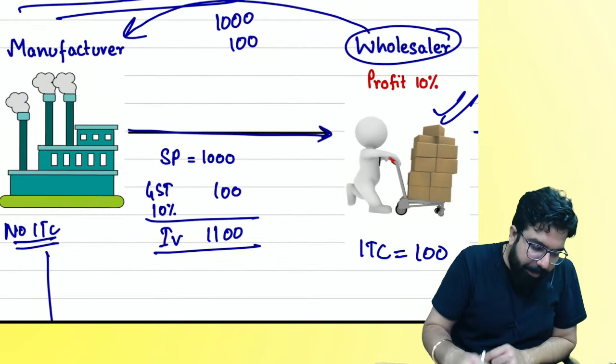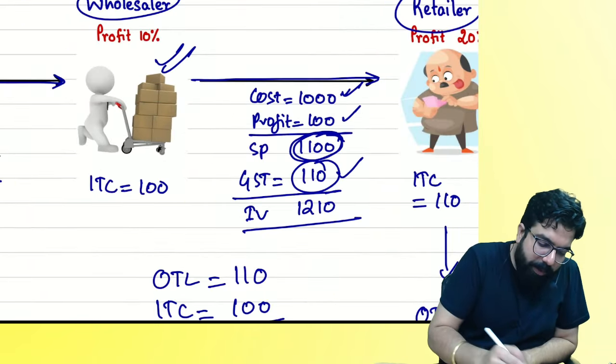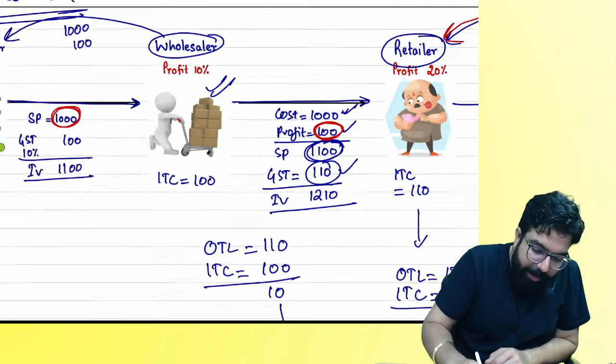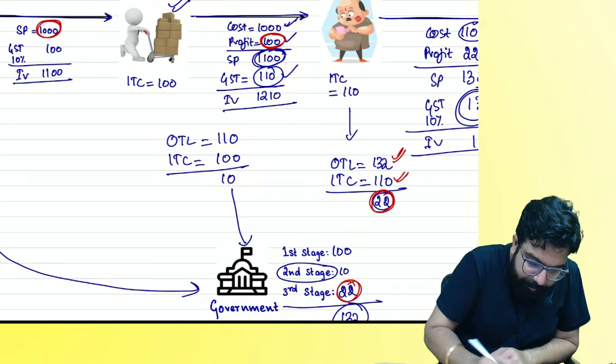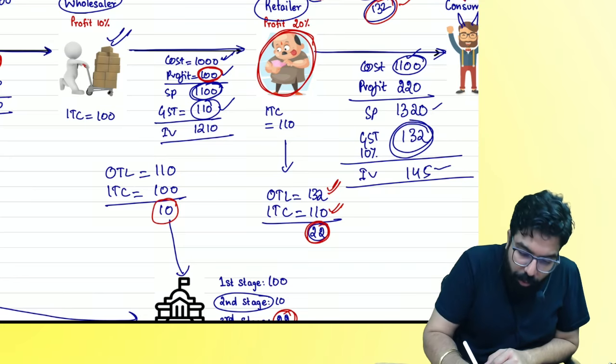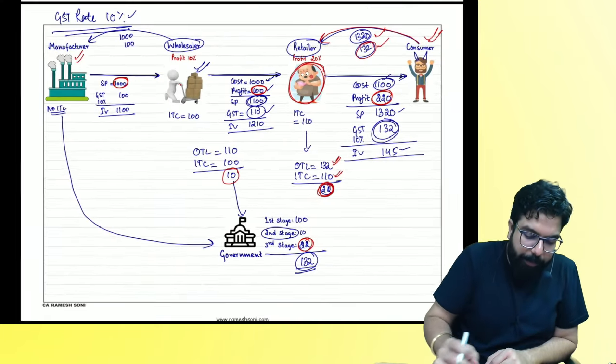Can you tell me, at the first stage, what was the value addition? What was the value addition at the second stage? Profit he added 100. 100's 10% is how much? Can you tell me how much profit he added? 220. 220's 10% is how much? 22. Is my point clear to all?